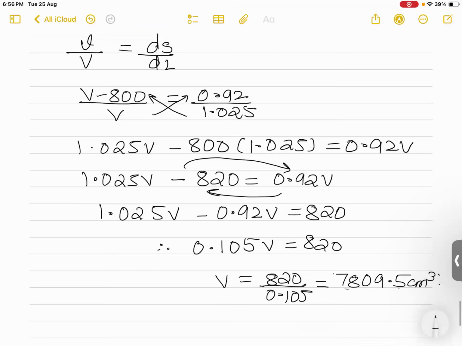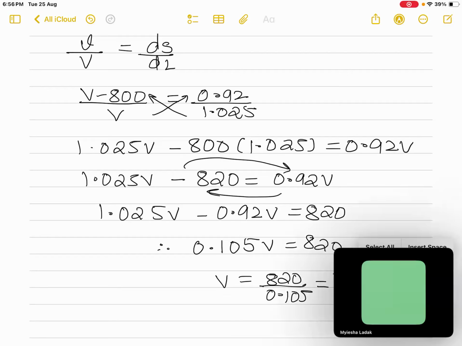Maisha, you understood how to solve? Yeah. Okay, ठीक. Let's try to solve. Yeah. Just a minute.